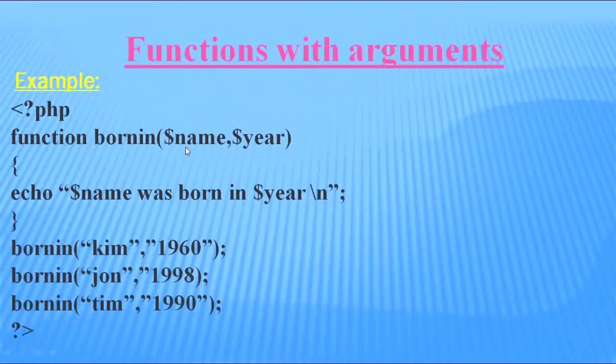Next, the calling function is bornIn. The first parameter is name. Name is Kim. Year is 1960. Okay. Next, bornIn. The name is John, year 1998. Next, name is Tim, year 1990. So after completing the code, question mark greater than is the ending symbol. Next, open the notepad and write the program. Then run this program in a web browser.